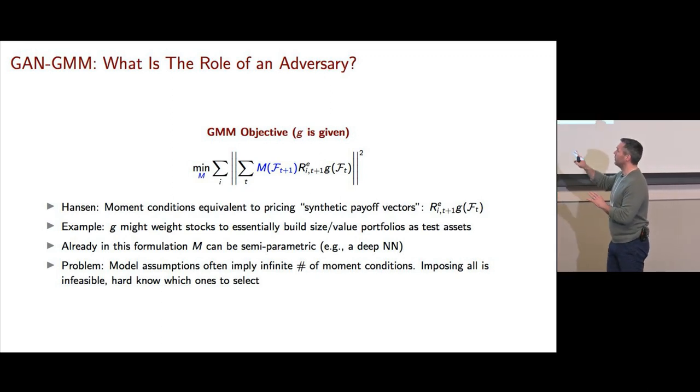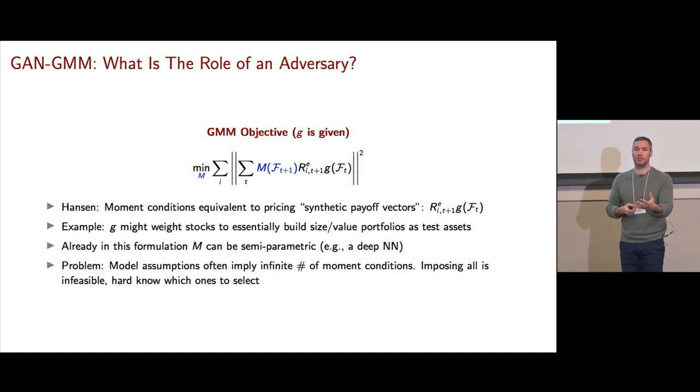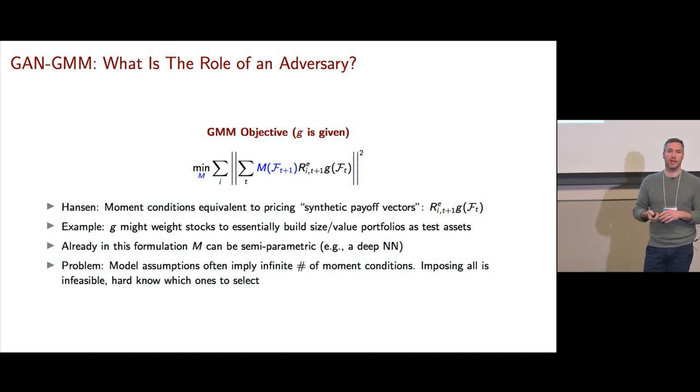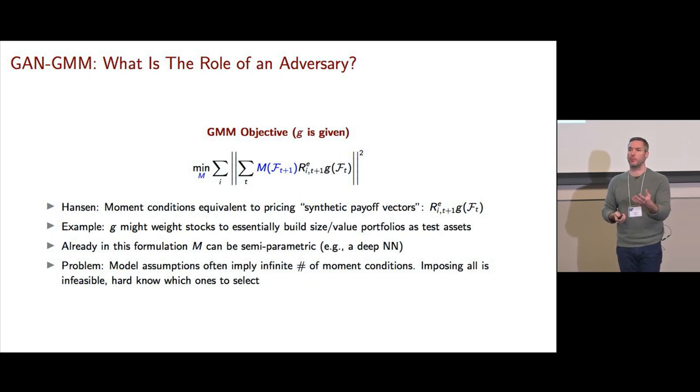The problem is if you want to do GMM here, you have a lot of hard decisions to make. So first of all, all of the standard assumptions we make in asset pricing, they imply an infinite number of moment conditions. All right? So how do you pick? Well, you can't impose all of them. Knowing which ones to pick is hard, so you have a hard problem to solve. Economic researchers solve this by just making a choice. They make an economically motivated choice. But what if that choice is not a good one?